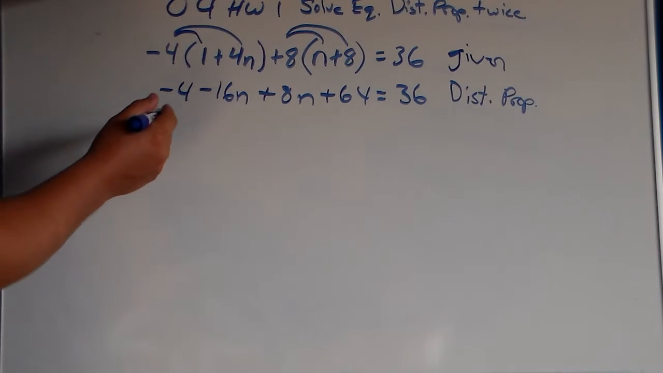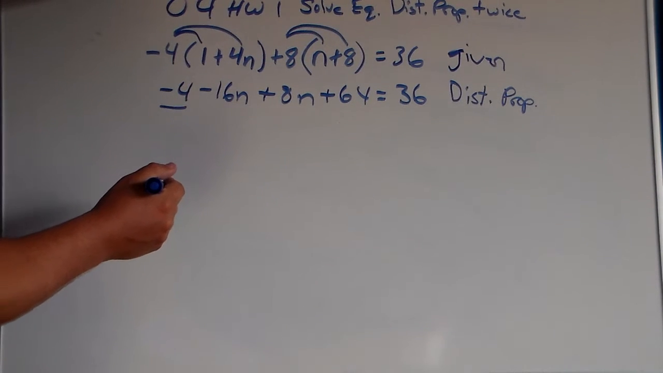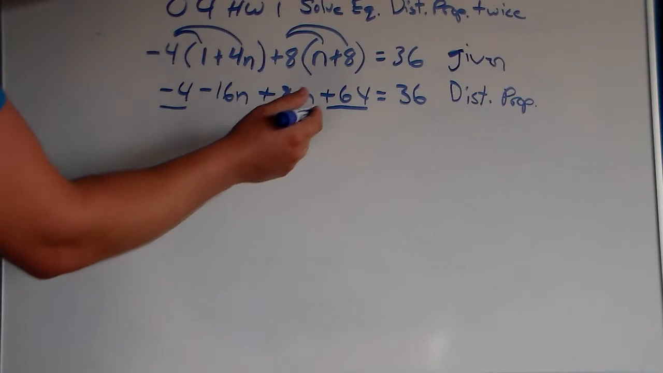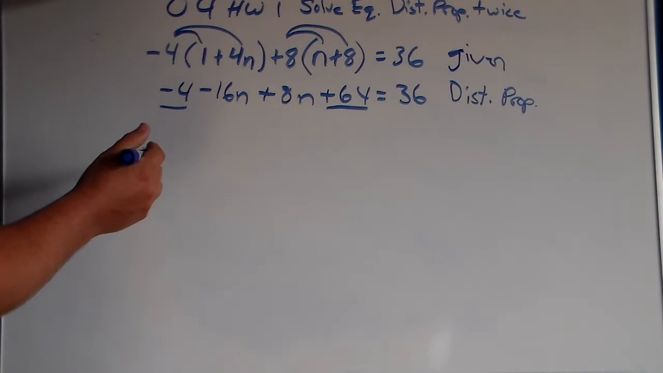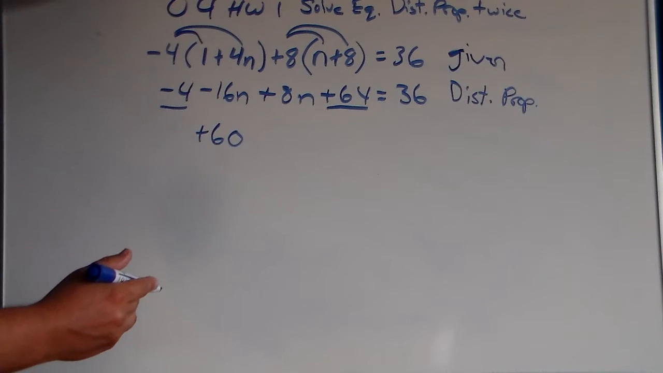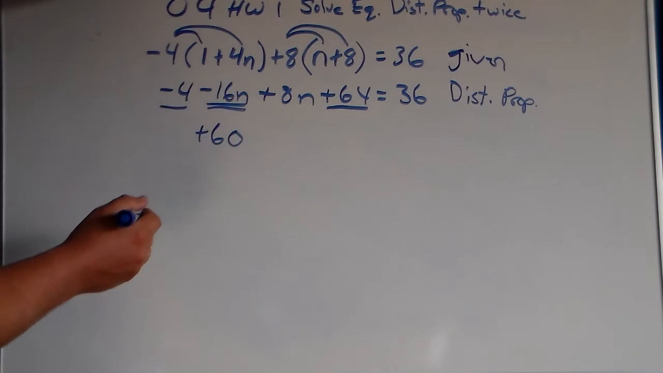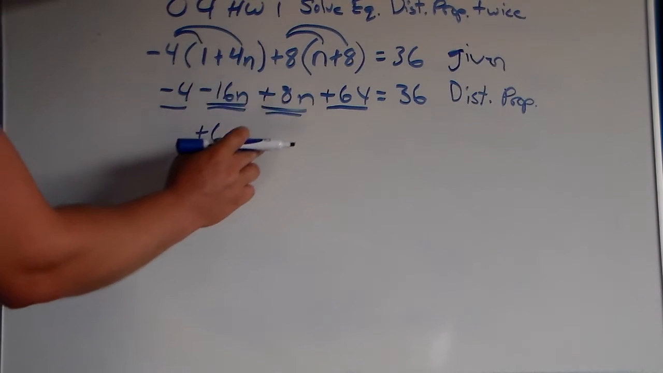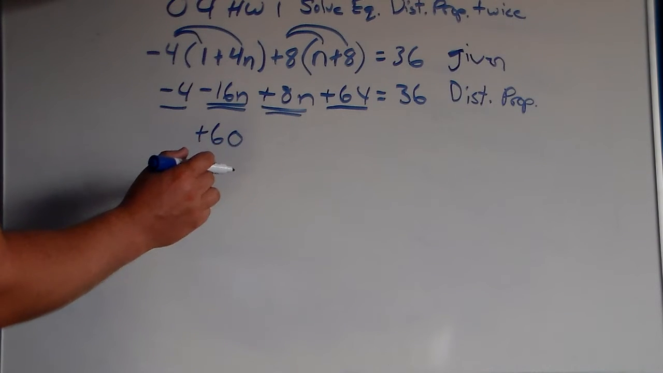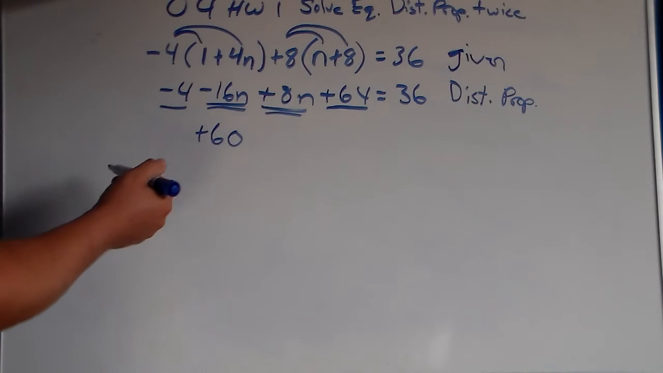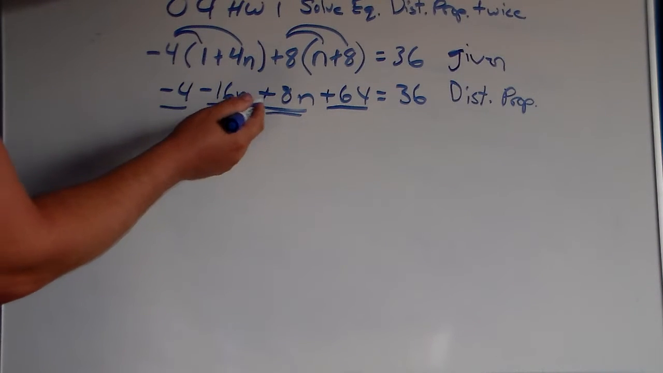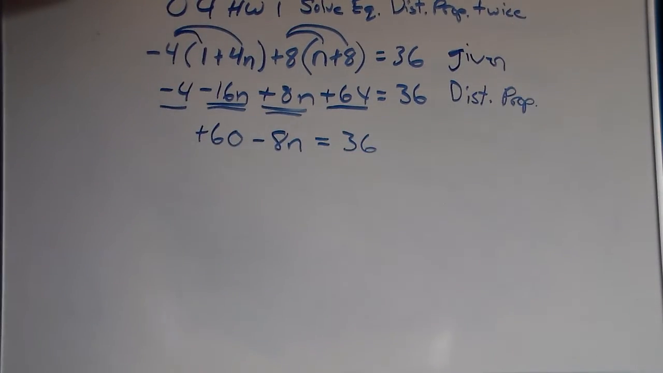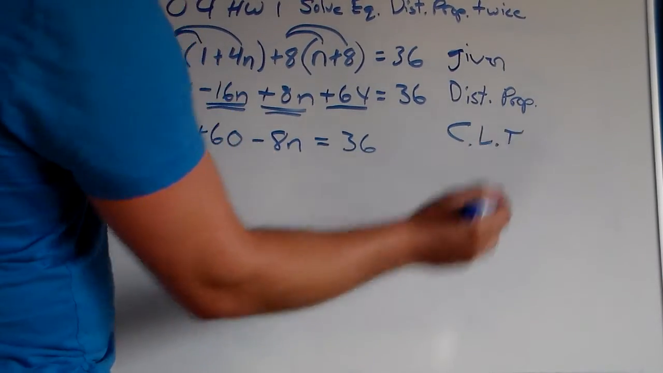Then we combine like terms. Well, this -4 can match up with the positive 64. Positive 64 and -4 comes out to positive 60. Now we could also combine -16n with positive 8n, because they both have like terms to the power of 1, and they're both on the same side of this equal sign. So -16n plus 8n is -8n. Carry down the equals 36. So what we did was combine like terms.